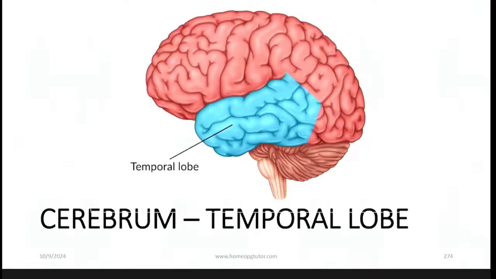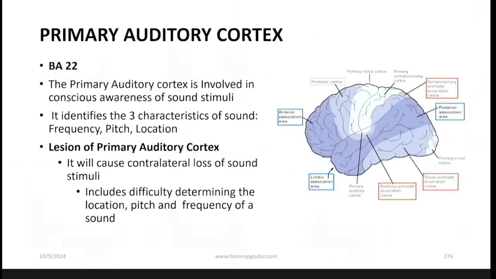See, not only the primary auditory cortex, it has the auditory association cortex, Wernicke's area, then the primary olfactory cortex, olfactory association area, as well as something called the insular cortex, which cannot be seen as such. If at all we cut this particular part, underneath this we can actually see the insular cortex. Okay, now we'll see one by one.